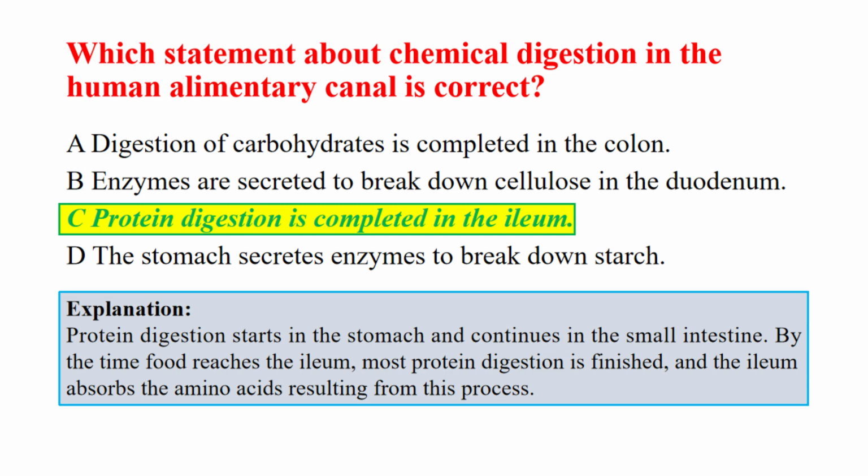This is why, because protein digestion begins in the stomach and continues in the small intestine. By the time food reaches the ileum, most of the protein digestion is already complete. The ileum mainly absorbs the amino acids that result from this digestion. So, while digestion starts earlier, the ileum is essential for absorbing the final products.